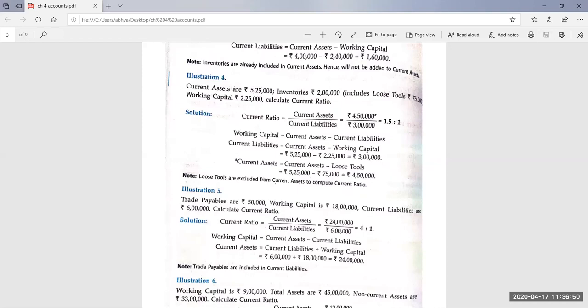Yes, fast. Giving 2 minutes. Working capital 9 lakh. Total assets 45 lakh. Non-current assets 33 lakh. Total assets are given and non-current assets are given, so easily you can find out current assets. Yes, Anmol, very fast, very good.